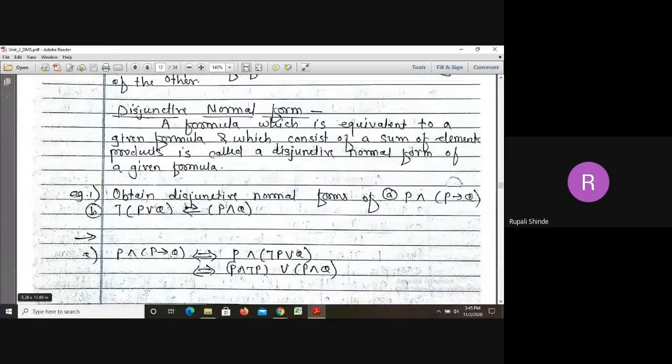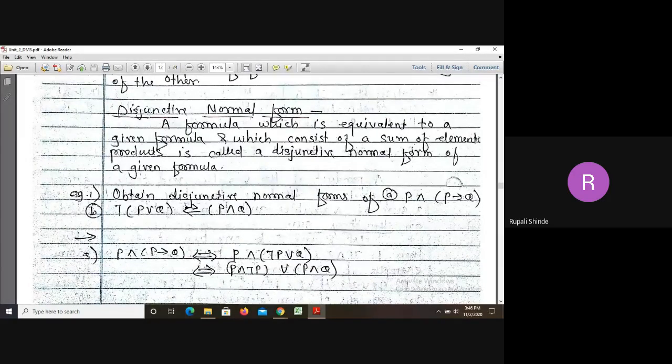First example is given as P and (P conditional Q), and we have to obtain DNF for the same. First of all, we have to solve this bracket, that is P conditional Q. What is its conversion? How can we simplify? We take the negation of the first variable and keep the second variable as it is, connected by OR symbol, that is negation P or Q. So this is its simplified form and that is written over here.